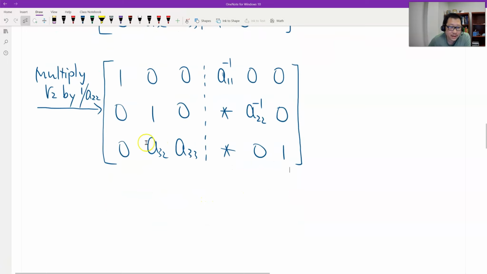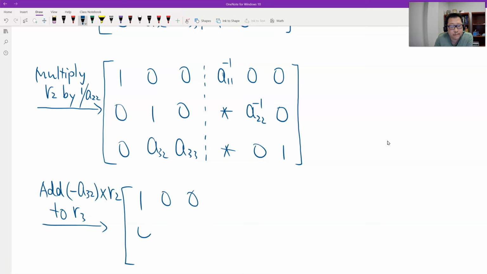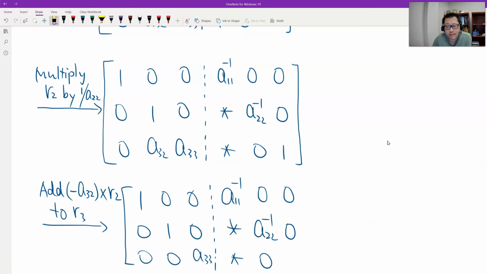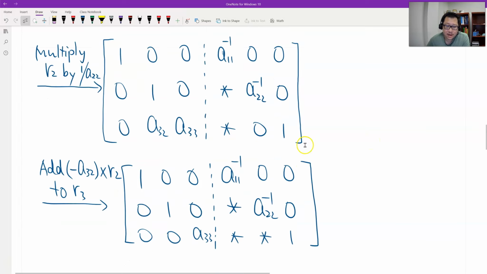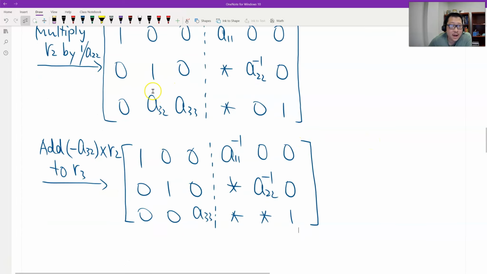Okay, almost right. I make this 0. I do this operation. See, the third type of row operation, using the second row, I can make this 0. For the same reason I keep a33 the same. I keep this 1 the same because here is 0, here is 0. We will not change these two values. Here's the star because it is probably non-zero. I don't care about this.